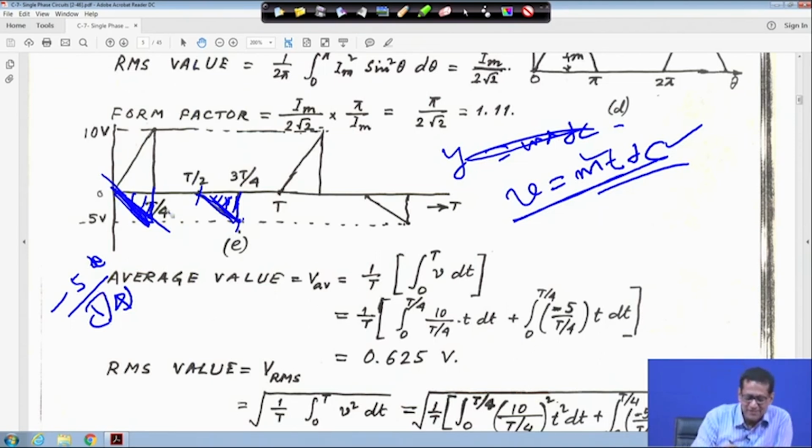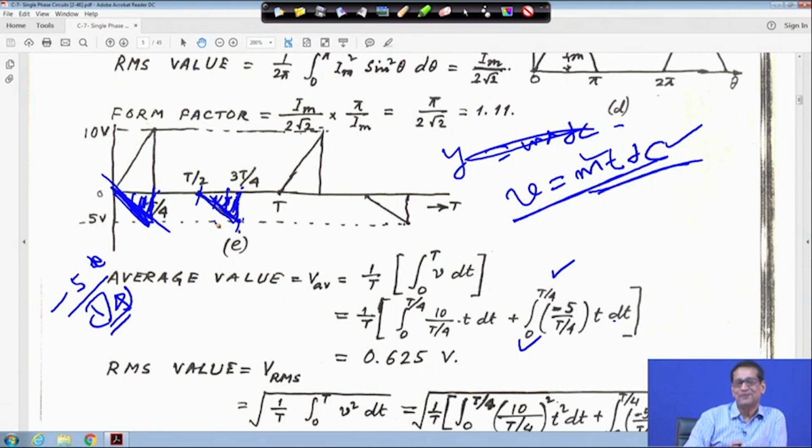Therefore the integration will also be 0 to t by 4. This duration, 3t by 4 minus t by 2, will be again t by 4, the same thing. So it is the same integration from 0 to t by 4. We are taking this portion, that is minus 5 t by 4 into t dt, because this is a straight line passing through the origin, with slope minus 5 t by 4. So you need not find this equation again. We are just superimposing it here, because our interest is only this area on the negative side. I hope you have understood this, right?